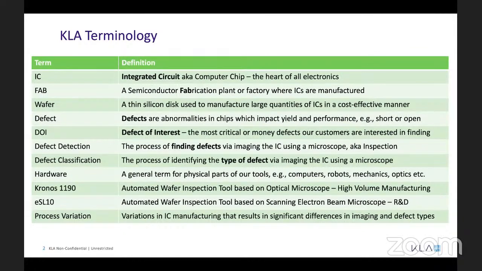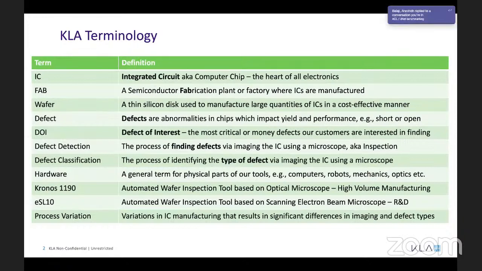The SL10, on the other hand, is a scanning electron beam based system. While scanning electron beams are very high resolution, they're very slow. So you have to pick very specific areas that you want to inspect. These are used in R&D, and they're also used in finding the very smallest of defects and in some difficult defect classification tasks.